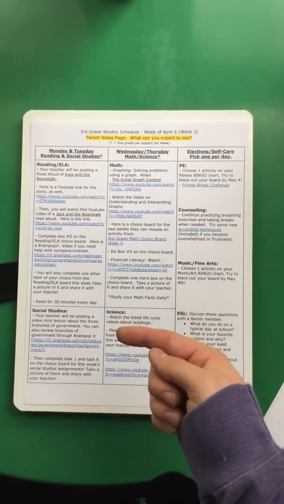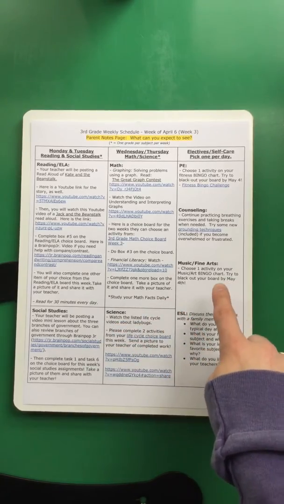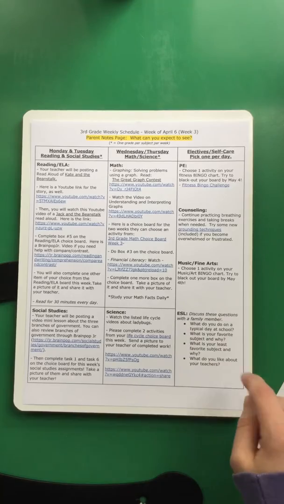For music and fine arts, it says choose 1 activity on your music or art bingo chart. That should look similar to the fitness one, but I don't have a copy of that one either. It says try to black out your board by May 4th.